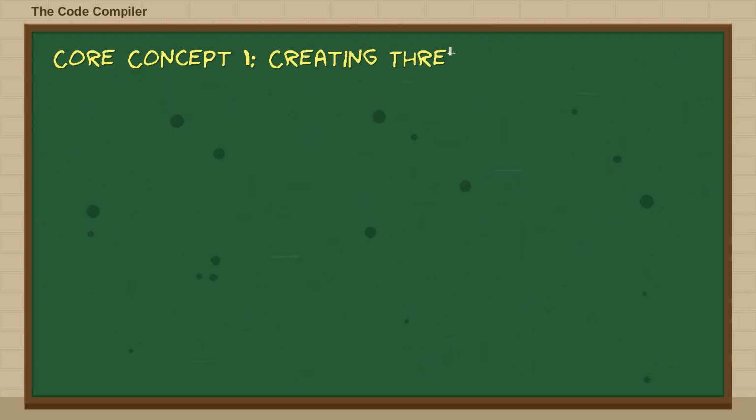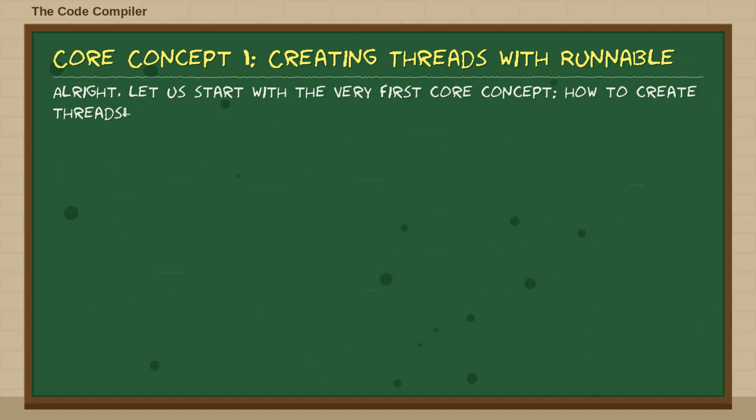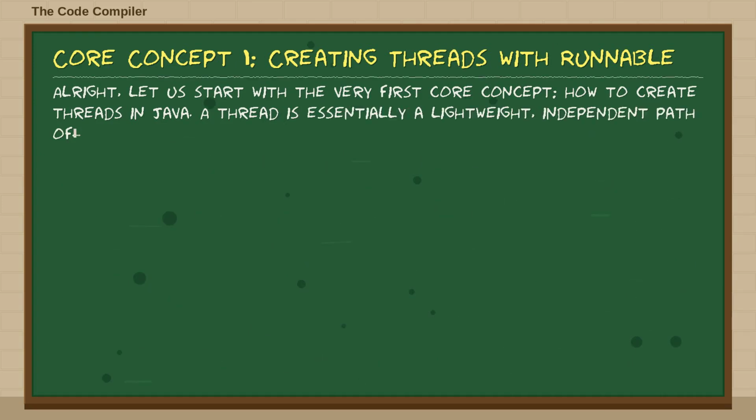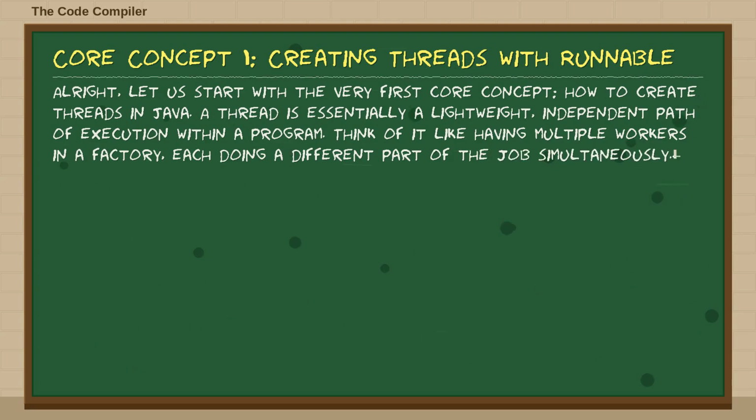Alright, let us start with the very first core concept, how to create threads in Java. A thread is essentially a lightweight, independent path of execution within a program. Think of it like having multiple workers in a factory, each doing a different part of the job simultaneously.